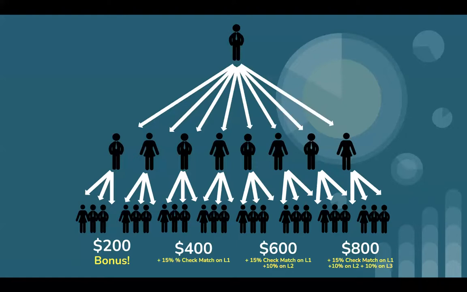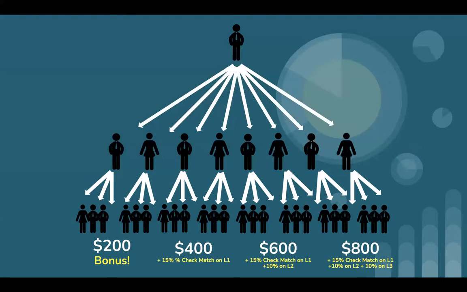But here's the difference. Now you have 15% check match on your level 1, 10% check match on your level 2, and 10% check match on your level 3. On your level 3. It's not on the screen here. Your level 3 is not shown. But we have, let's see, I have 3, 6, 9, 12, 15, 18, 21. I have 24 people on level 2. So if I took 24 people, those 24 people on your level 2, and they each got 3 to cover their cost, that means now there's 72 people on your level 3.